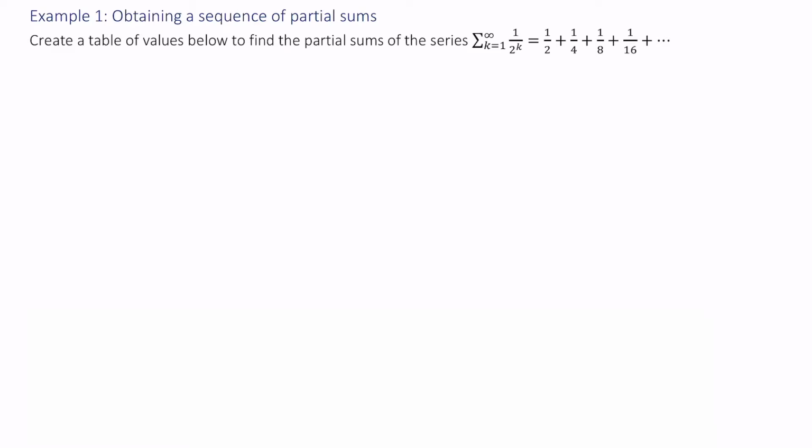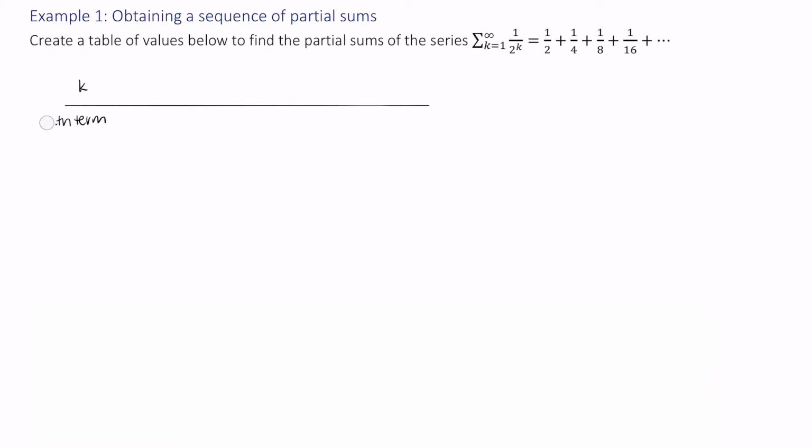Let's obtain a sequence of partial sums of this series here by using a table of values. So what do I mean with a table of values? I'm going to have k in my first row. I'm going to have the kth term. And that is, I'm going to treat this as just a sequence.